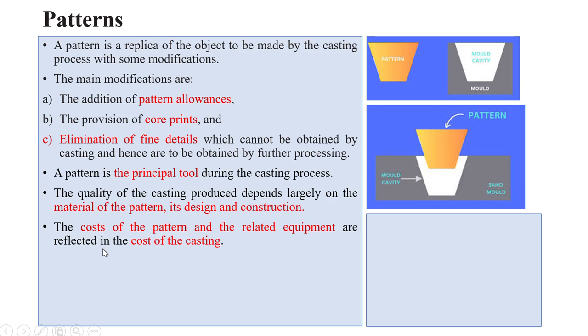Like if you use brass for making the pattern, it is very costly, and if you use plastic or rubber, it is not as costly as brass or other metals. So it depends what the cost will be. You have to decide which material to use as per your requirement. And if you want to produce a casting of aluminium, you have to use a material which has a higher fusion point and the proper properties.